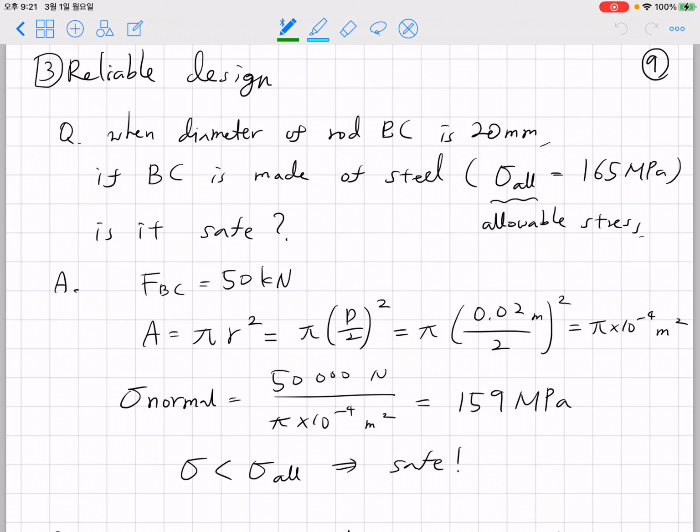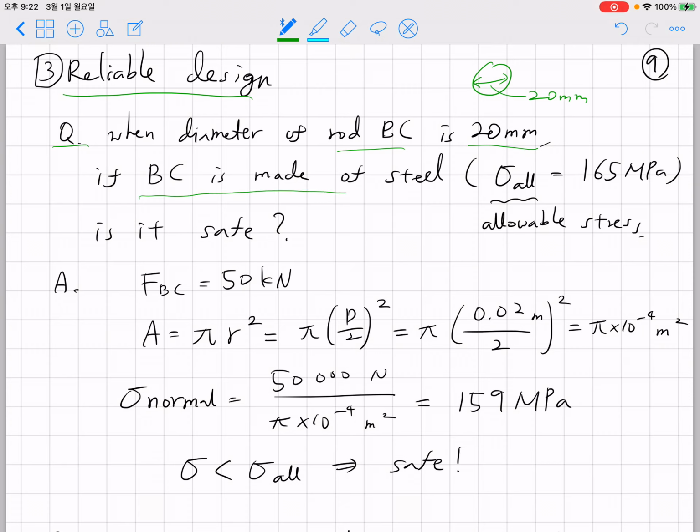So as a continuation of that structure analysis, we'll just consider the same structure and try to get one example about reliable design. So the question here that we're going to ask is, when the diameter of rod BC is 20 millimeters, so rod BC has a circular cross section and the diameter is 20 millimeters.